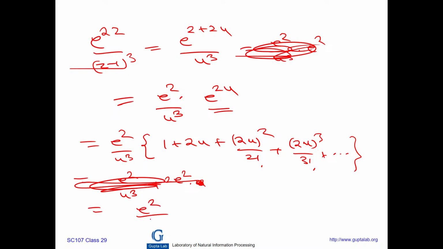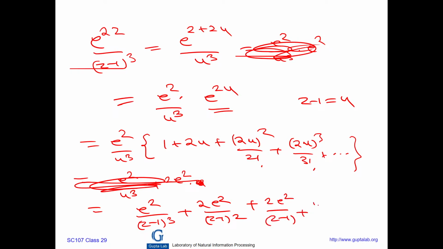e square divided by z minus 1 whole cube plus 2e square divided by z minus 1 whole square. Why? Because z minus 1 is equal to u, I can substitute that. Plus 2e square divided by z minus 1 plus 4 times e square divided by 3 plus 2e square divided by 3 into z minus 1 and so on.